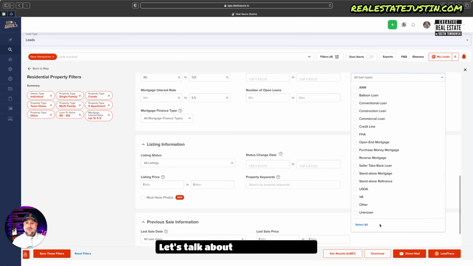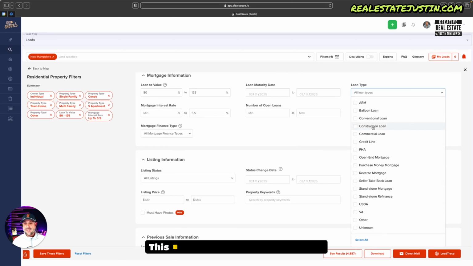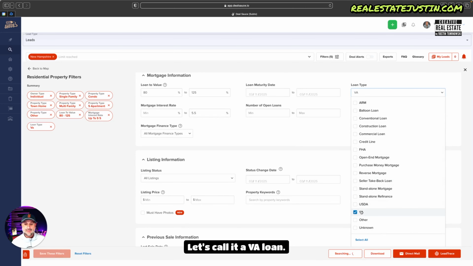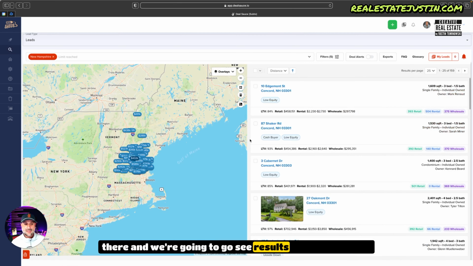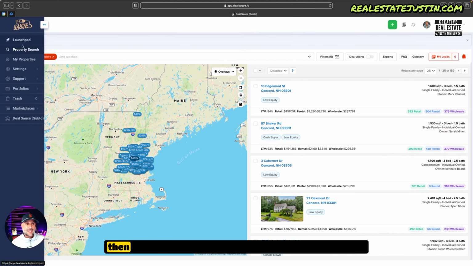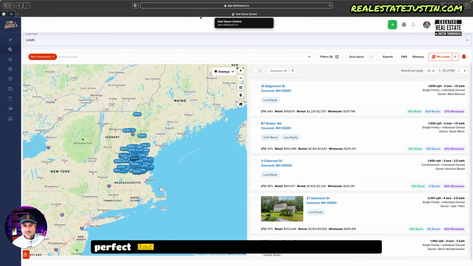Let's talk about fine tuning this. This is where some of the goods are. Let's call it a VA loan. We want to see if we can get a good VA loan. We have 159 of them. So right here, low equity because we're over leveraged, 5.5% or maximum, so we go to the max threshold there. And we're going to go see results. 159. So guys, right then and there, that's the perfect example, and that's a perfect place to get your loan information.